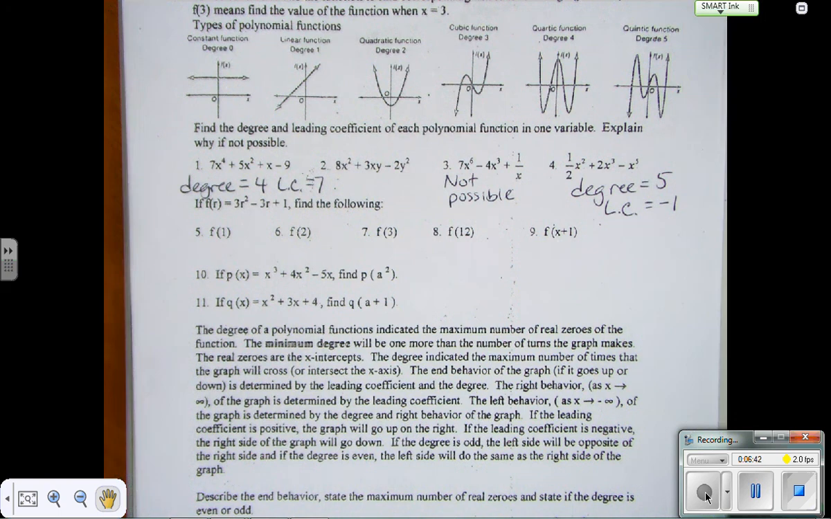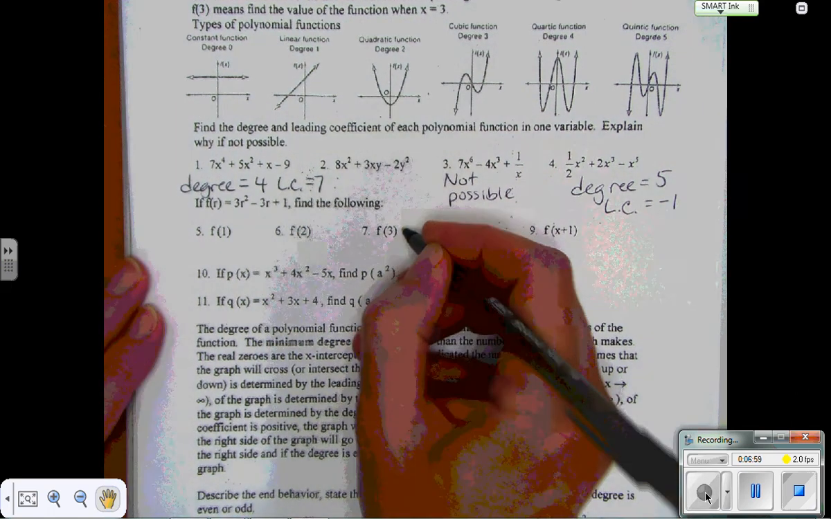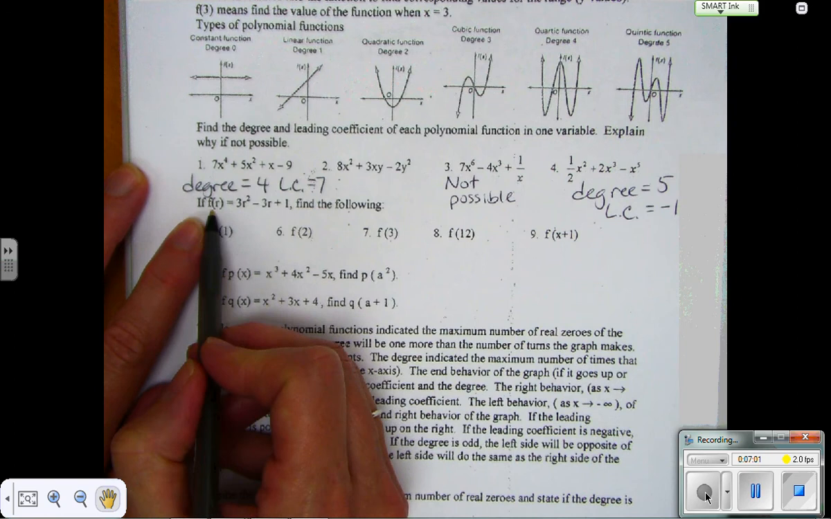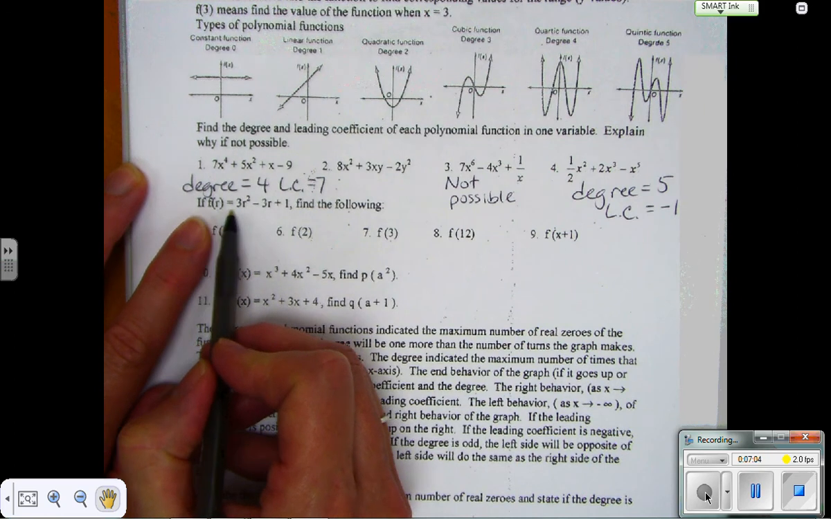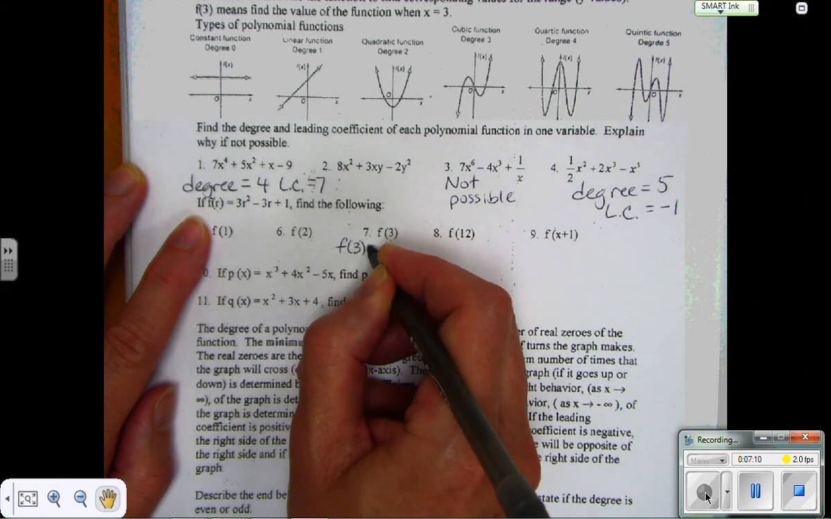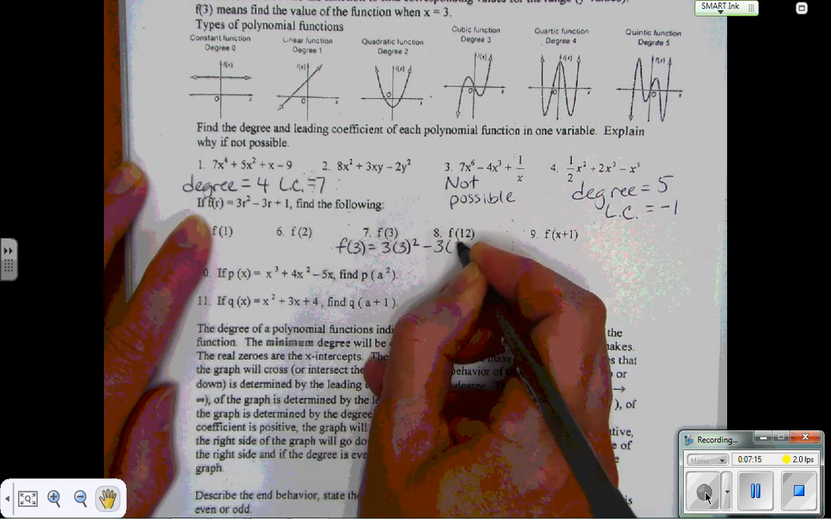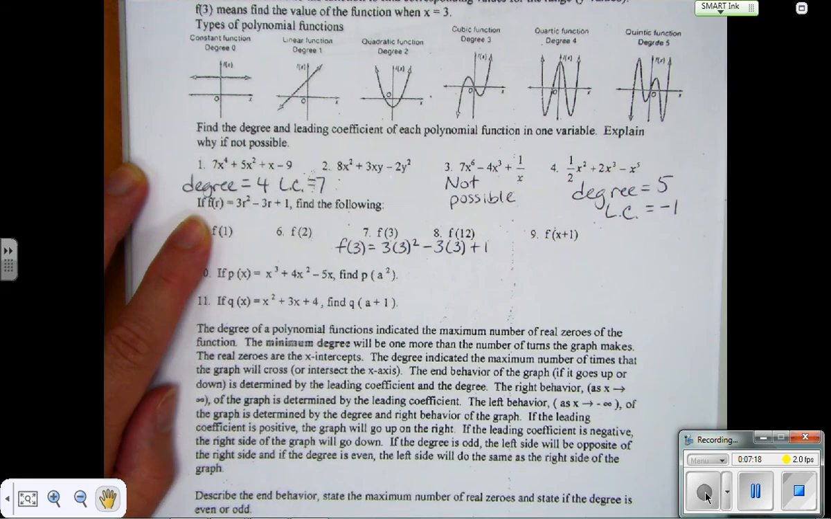All right, let's look at the next part. If f of r equals 3r squared minus 3r plus 1, find the following. And it gives you different f of a number. So like on number 3, they want you to replace every x in this function, or every r in this case, with a 3. So what that would look like is f of 3 equals 3 times 3 squared minus 3 times 3 plus 1. And then we're just going to simplify that. We're going to do the math and figure out what the answer is.